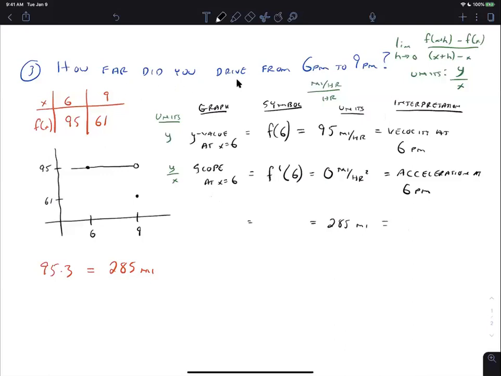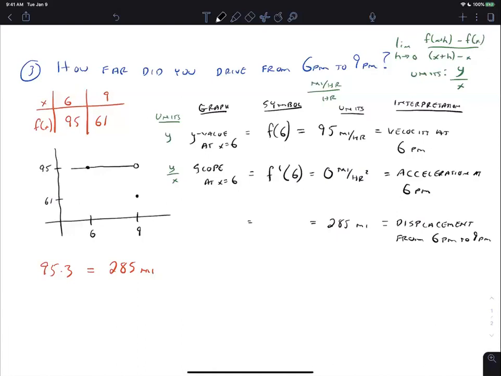So when I say how far did you drive from 6 to 9, what's the formal word for that? Velocity, acceleration, what is it? Distance. It's the distance, and more formally, it's the displacement. Have we heard that word? So it's the displacement, which in this context is the same thing, but this is the displacement from 6 to 9 p.m.